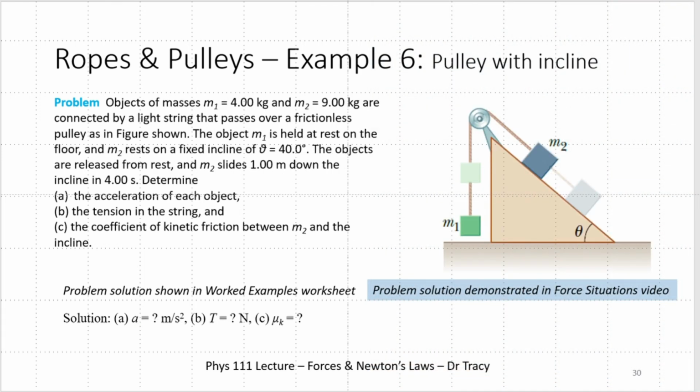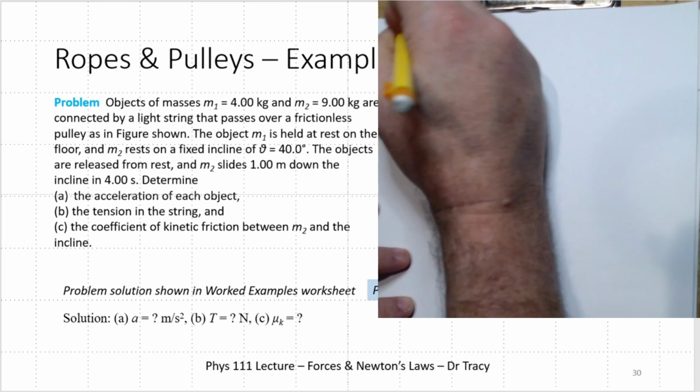Finally, we're going to look at a similar problem, only in this case one of the masses is on an incline. We've got an acceleration, we've got a tension, we've got a coefficient of friction to determine. So we've got a lot to do on this problem. We may even go into a second page on this one. So let's get started by taking a look at this one. This is going to be number 6.